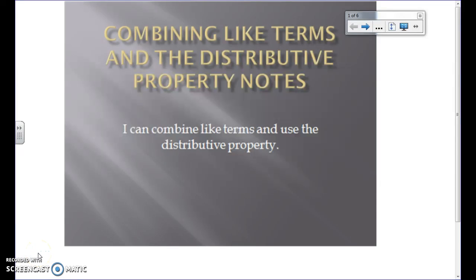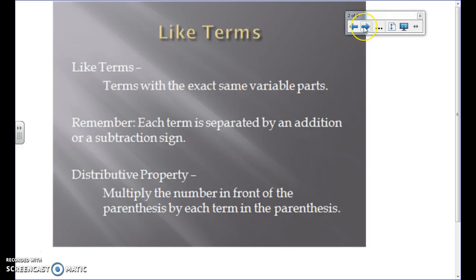Alright, this is Mr. Gillum, and today we're going to learn some more about the distributive property and combining like terms. And we're going to add one more step of difficulty to the mix today. We're going to throw in some subtraction signs, otherwise known as negative signs. So let's take a look here, and these should look a little familiar because they're very similar to the notes that we've done before on the distributive property and combining like terms, but they're good to review as well.